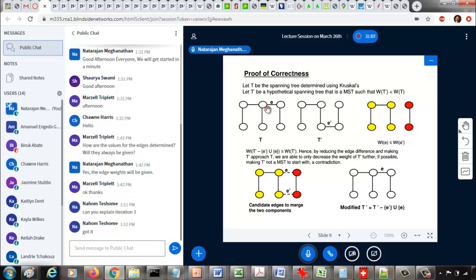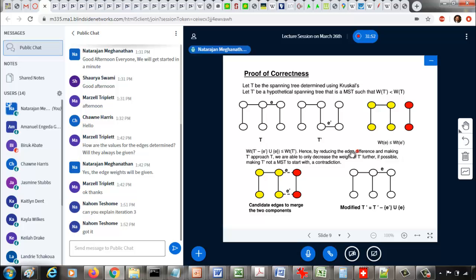If Kruskal's algorithm found this spanning tree, right? So Kruskal's algorithm picked E instead of E prime to connect these two components. And so if Kruskal's algorithm picked E instead of E prime to connect these two components, it means the weight of E should have been less than or equal to the weight of E prime. If the weight of E was greater than the weight of E prime, Kruskal's algorithm would not have picked E, it would have picked E prime. The reason you find E as the choice of Kruskal's algorithm to connect these two components is because the weight of E is less than or equal to the weight of E prime.